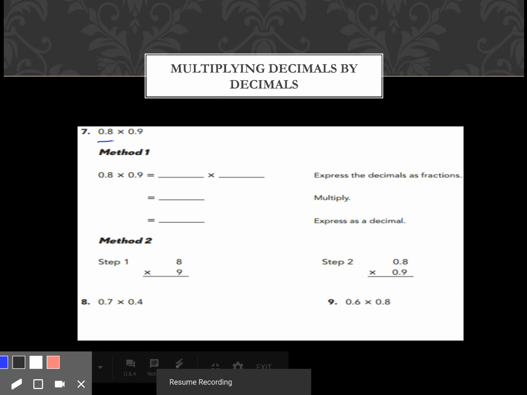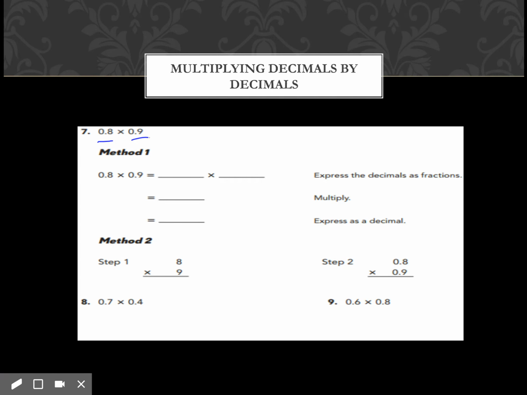So let's try the example with 0.8 times 0.9. First, we can do method 1 of fractions. The 8 is in the tenths place, and so is the 9. So that means they're both over 10. 8 tenths and 9 tenths. So now I'm going to multiply across and get 72 over 100. We don't want to simplify here because, again, I know that since I'm over 100, my 2 is going to go in the hundredths place, and the 7's in front of it.